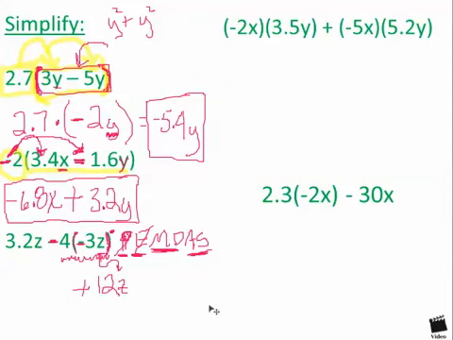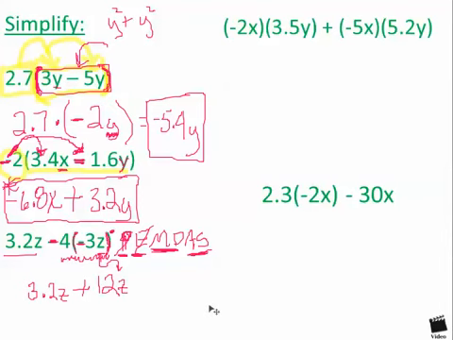Negative 4 times negative 3z is 12z. Notice that I can multiply terms when they don't match. I cannot combine terms when they don't match. How about this guy? He's just going to fall down and kind of be part of my problem. In other words, I do a little piece of it, and then I regroup and do another little piece.